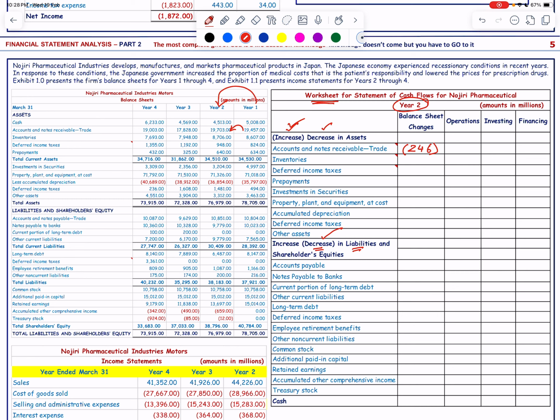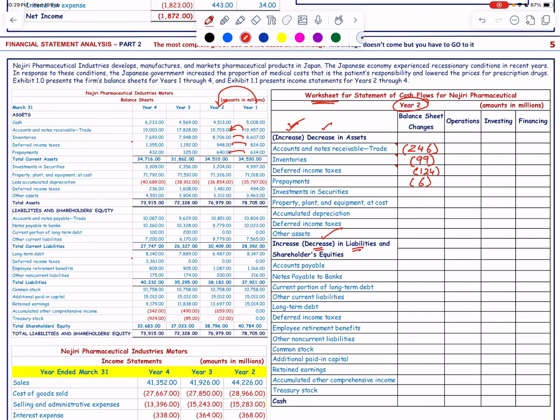Then if you look into the inventories, again there is an increase in assets, and this increase is 99. It is put in brackets because this is an increase in assets. Then we have deferred income taxes, and again you can see that deferred income taxes is an increase. We will put it in brackets as negative 124 because the cash has been used. For the prepayments, we can see again there is an increase, and it is going to be put in brackets as negative 6.